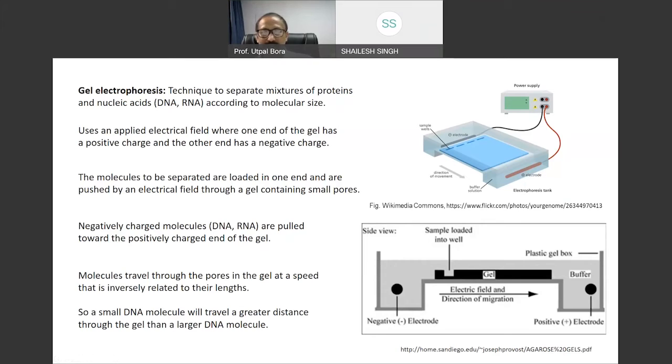So let us not go into much more detail on this. This is a very simple technique known to all molecular biologists or life science people. So others, if you are interested, kindly read about gel electrophoresis tonight. And even if you don't understand, you just need to remember that there is a process called gel electrophoresis through which you can separate protein and DNA molecules.